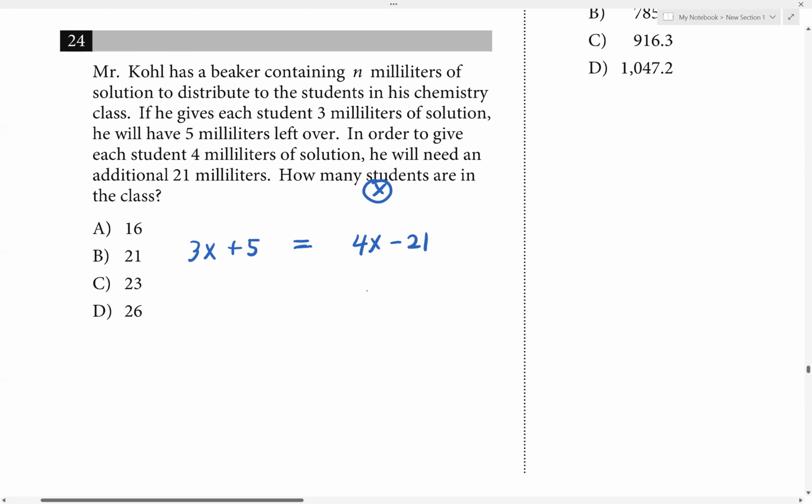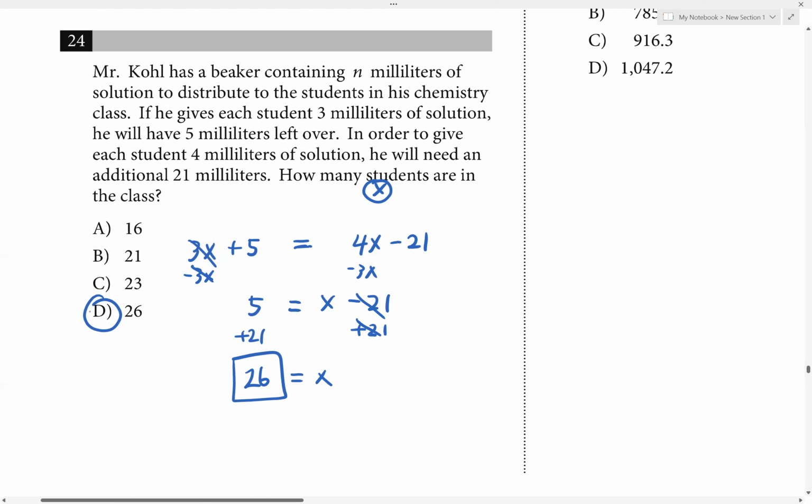We can go ahead and solve for x. Here should be pretty straightforward. It's a linear equation. We subtract 3x on both sides, and I get 5 equals 4x minus 3x, which is x, minus 21. To solve for x, we add 21 on both sides. We get x equals 5 plus 21, which is 26. And that should be our answer, which is letter D.